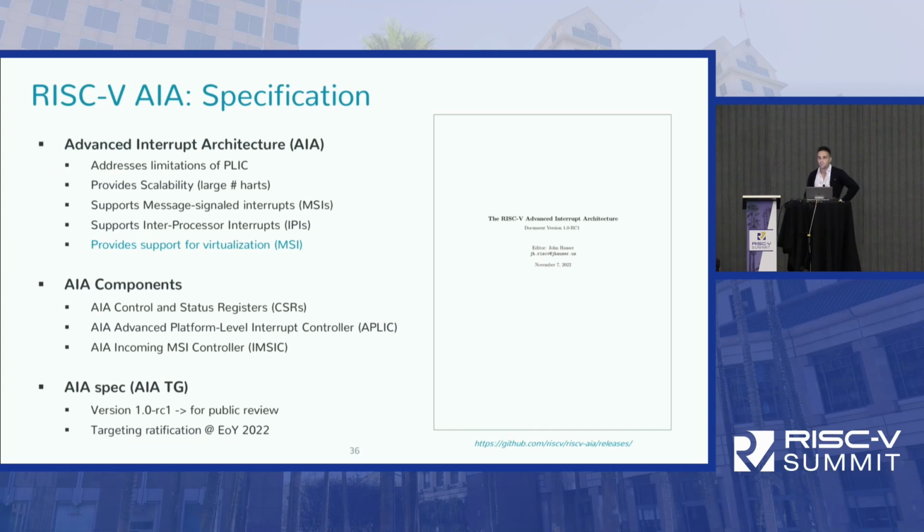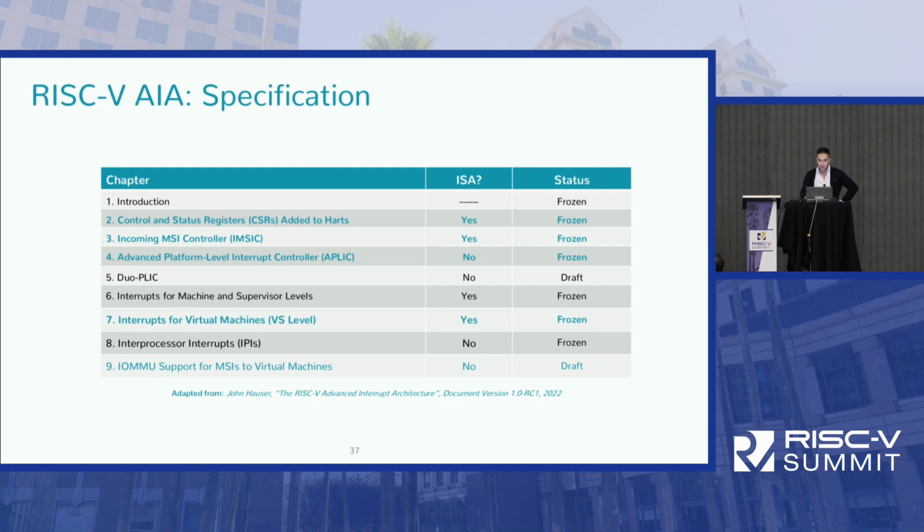The extension or augmentation of the CSRs, the advanced PLIC, the APLIC, to manage wired interrupts, and the incoming message signaled interrupt controller, the IMSIC. This specification is in version 1.0 RC1, is in public review at the moment, and the target is to ratify by the end of the year. If you check the spec, there is a table that pretty much clarifies the status of each of the chapters and the status of the specification.